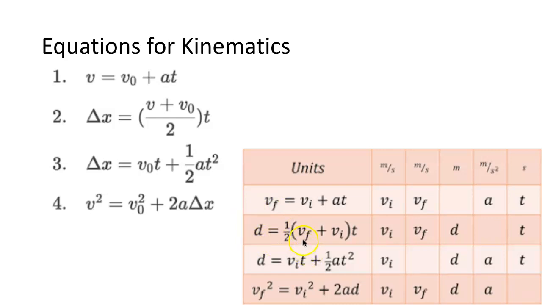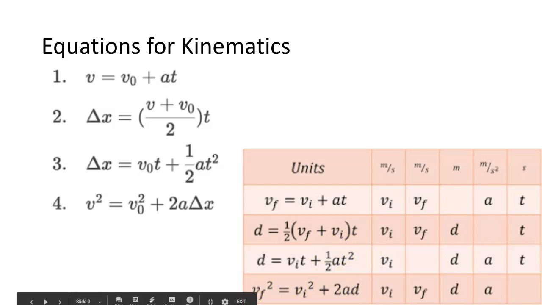In the next equation, we see that we can determine distance by using the average velocity. So if we add the final velocity plus the initial velocity, multiply that by 1/2, and then multiply that value by time, we're able to get displacement. In the next example, displacement can also be calculated by taking the initial velocity multiplied by the amount of time traveled, plus 1/2 times the acceleration of the object times time squared, where time is the amount of time being traveled by that object.